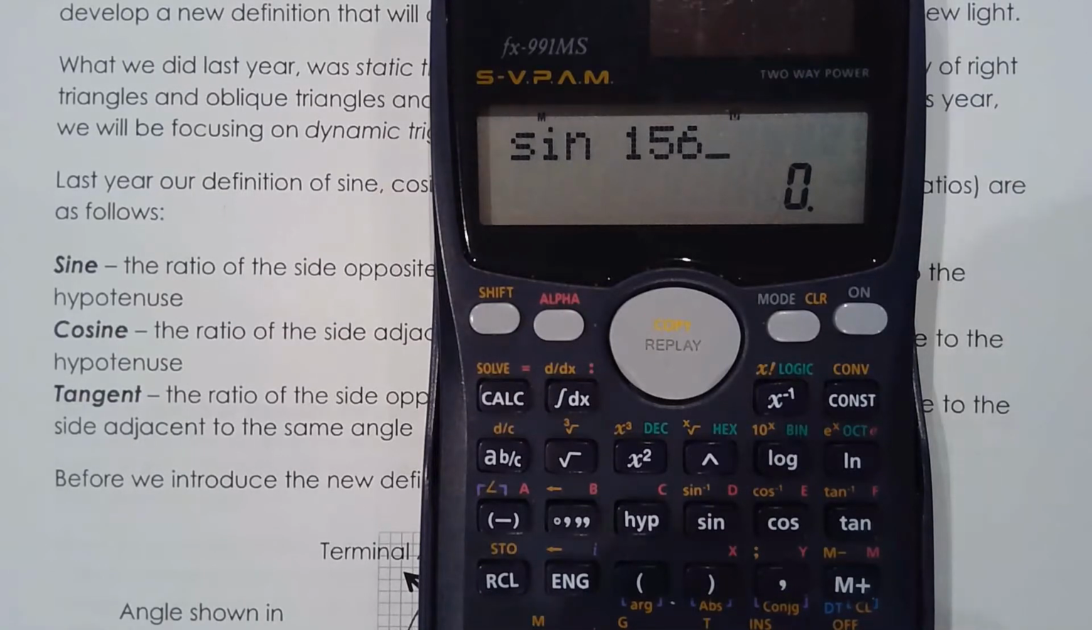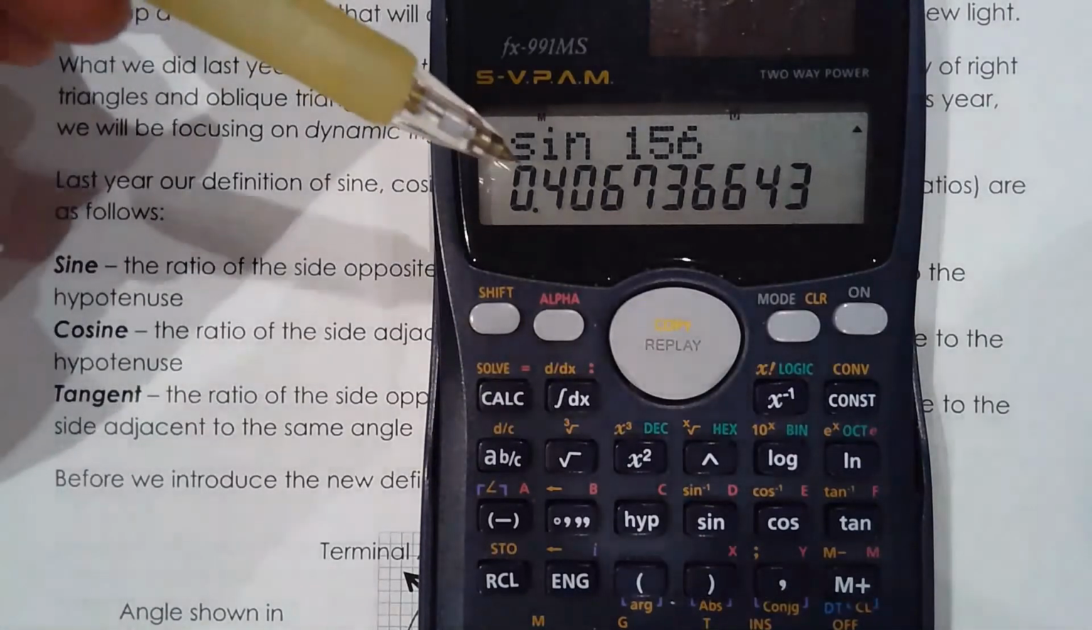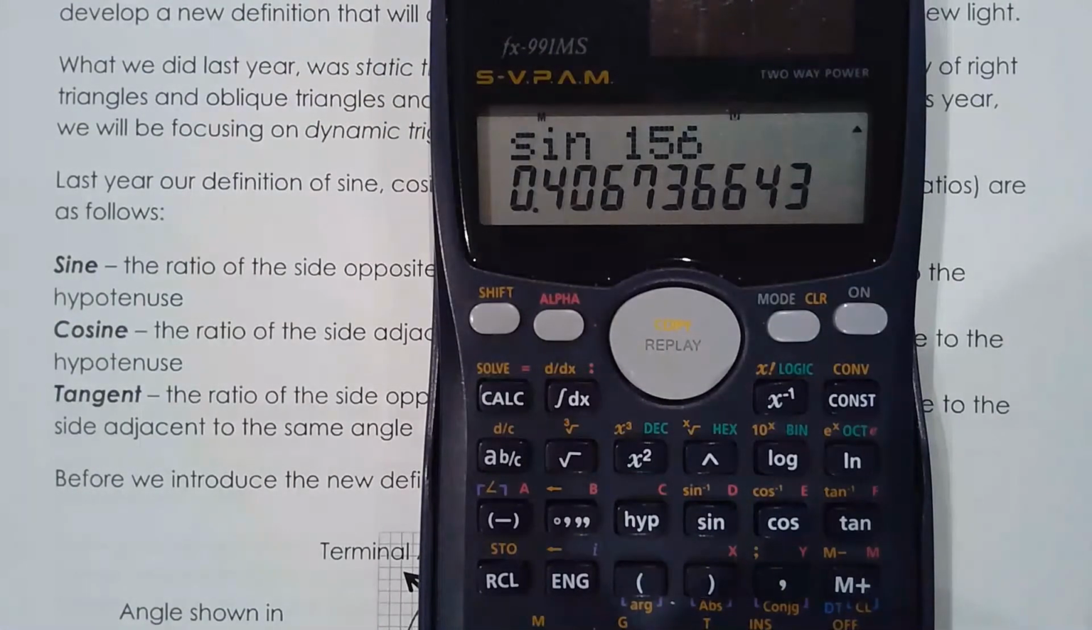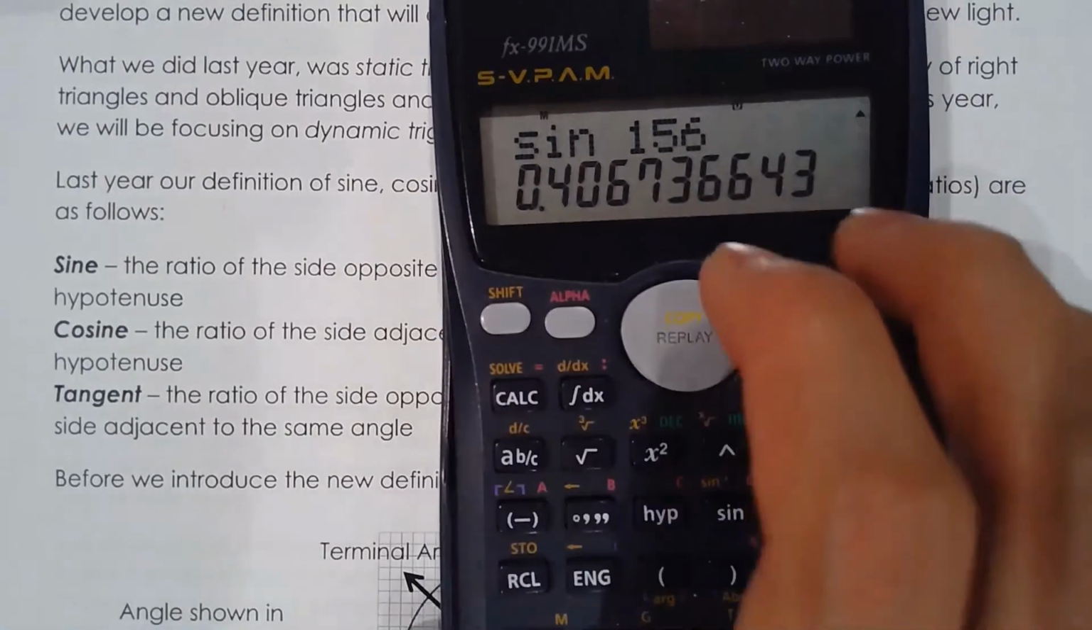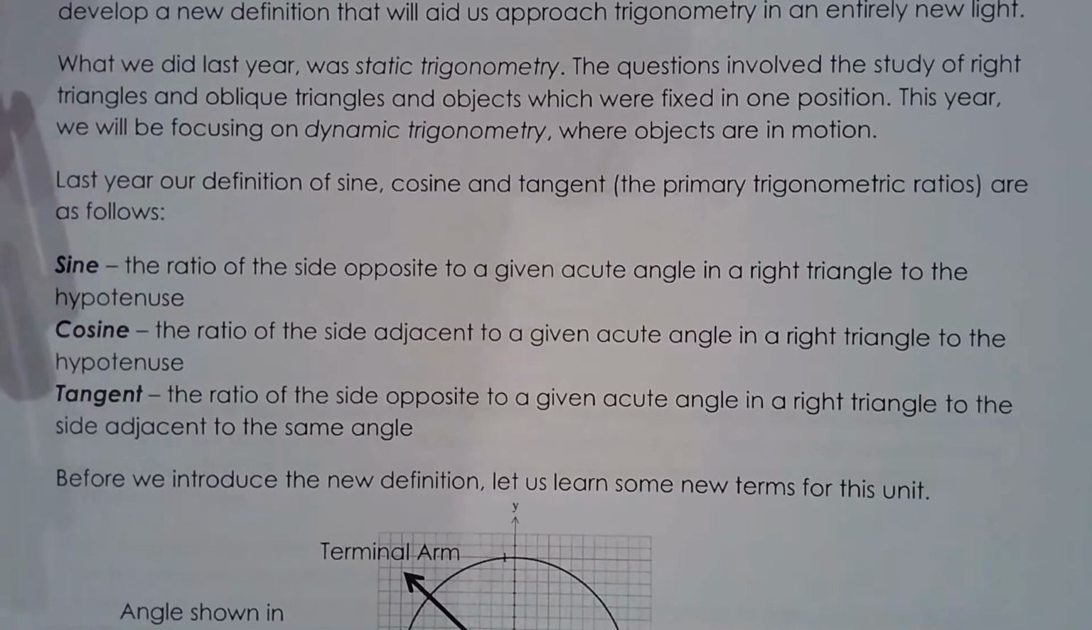So if it doesn't make sense, the calculator should give me an error. But it doesn't give us an error. It actually calculates a value for sine 156 degrees. And what the calculator is actually doing is using the new definition of sine to evaluate sine 156 degrees. It's not using the right triangle definition of sine, because if it were, sine 156 degrees should be undefined. So we're going to see how the calculator finds the value of sine 156 degrees. But before we do that, we just want to introduce some new terminology here.